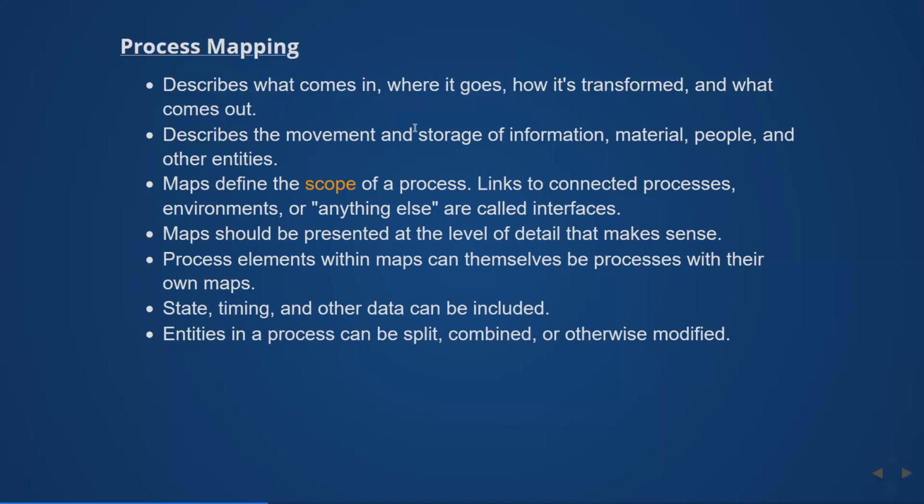A lot of other data could be included: state data, timing data, statistical data, and so on. Entities moving through a process can be modified, split, combined, and so on. If you're building a car, for example, or making a coffee, you might put a whole bunch of things together. You can also think about things being divided, or machining something, say drilling a hole in it or changing some piece of data. Those are all things that can happen.